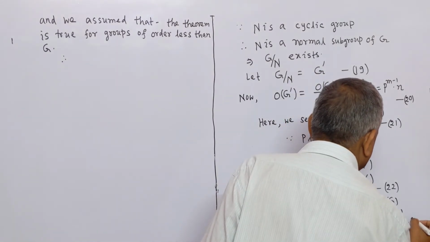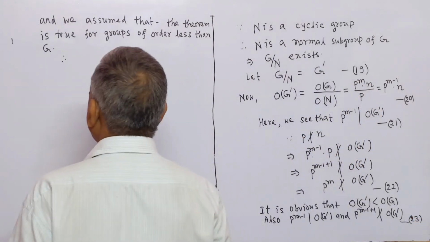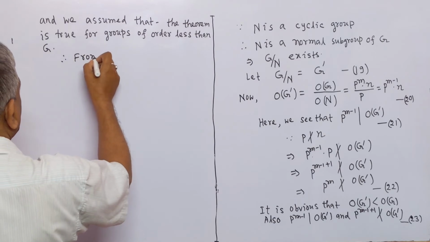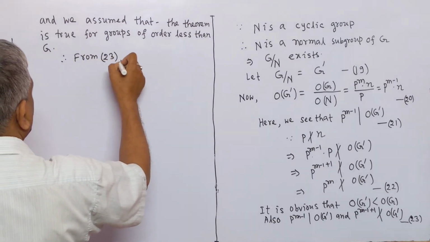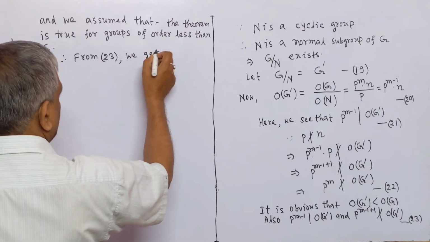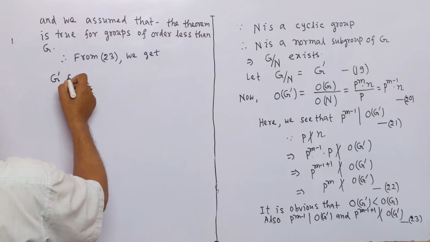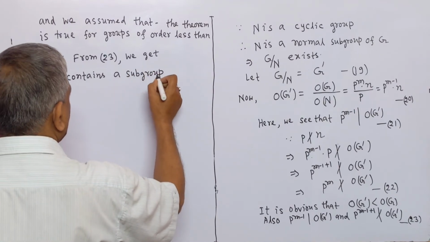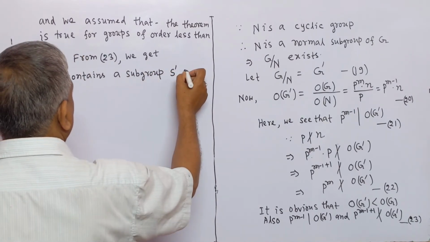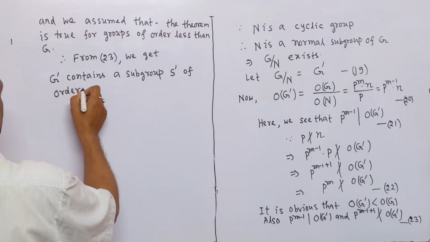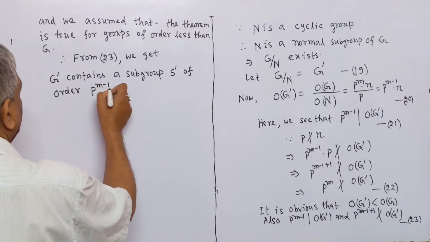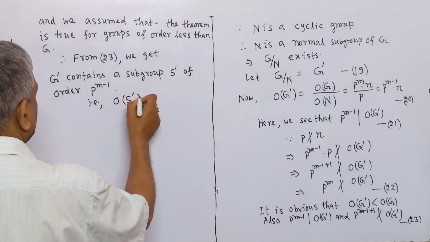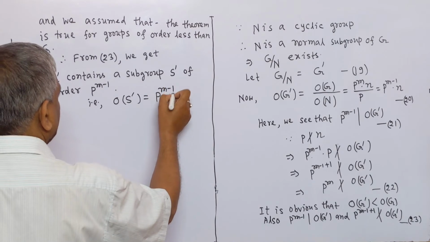This is number 23. Therefore, from 23 we get G prime contains a subgroup S prime of order P to the power M minus 1, that is order of S prime equal to P to the power M minus 1.